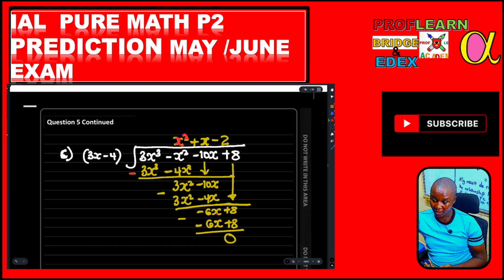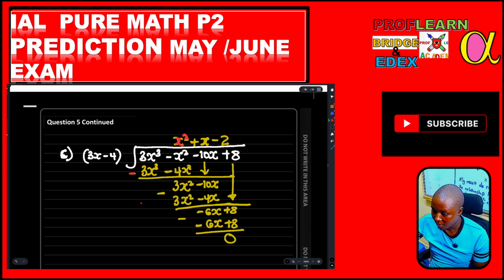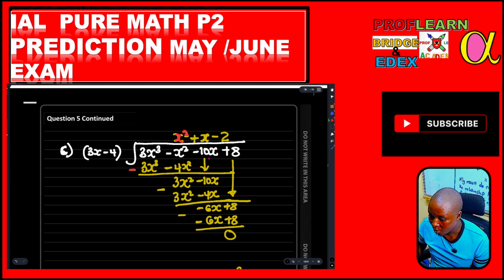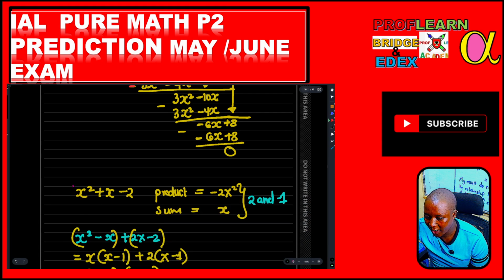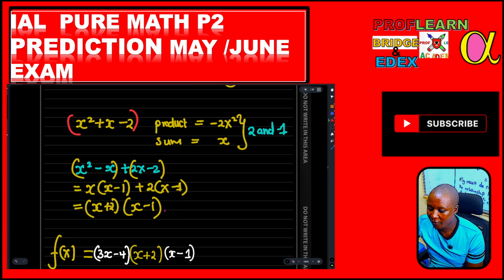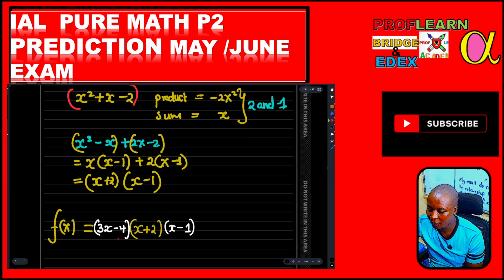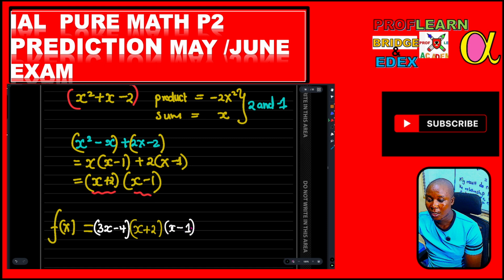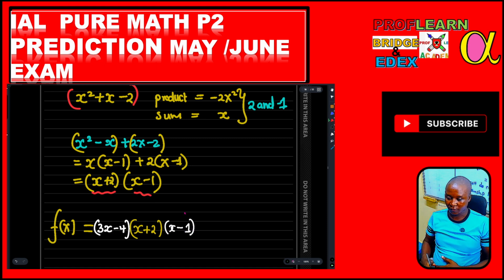That is why we say it's a factor. Once we have this quadratic, it means this times this will give us the original, so we can factorize it again using PSF, and you get x plus 2, x minus 1. Because the first was a factor and these two are also factors, 3x minus 4 into x plus 2 into x minus 1 is the fully factorized form of that expression.